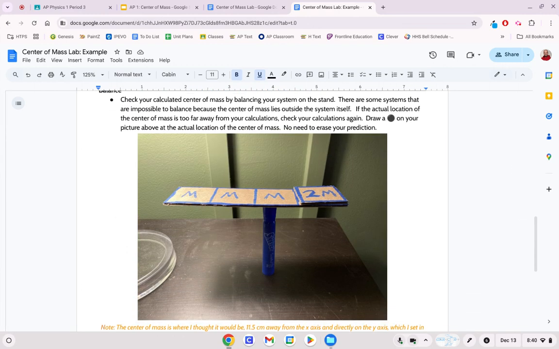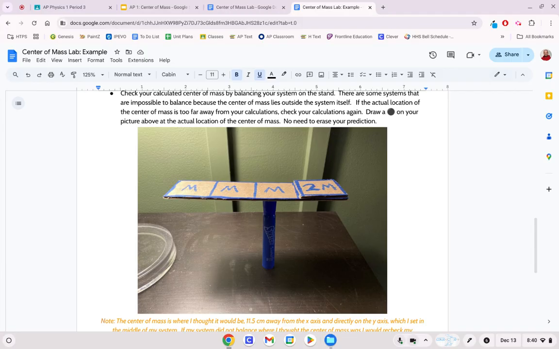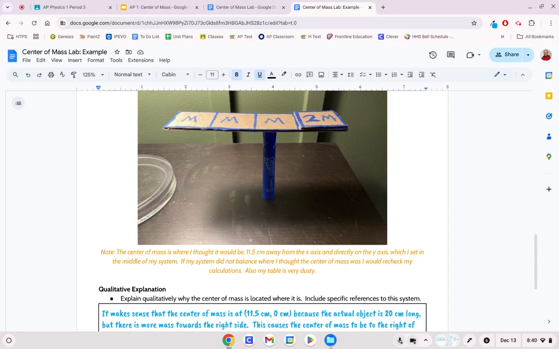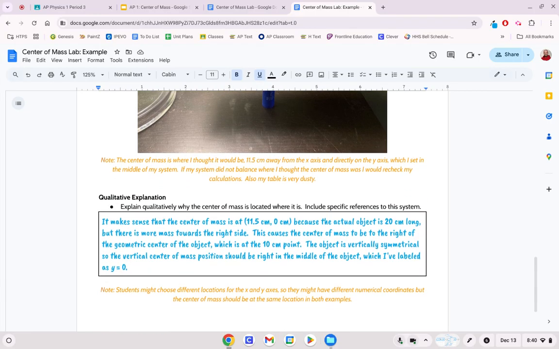Then you can actually take your shape and you can balance it. You can say, oh, my system balances just like this. And that is exactly where I thought the center of mass should be. If I thought the center of mass was somewhere else, maybe I thought the center of mass was right in the middle, and it's not balancing at that point, check your calculations again, and you might realize, oh, this system over here has a mass of 2m, or any other mistake you might have made.